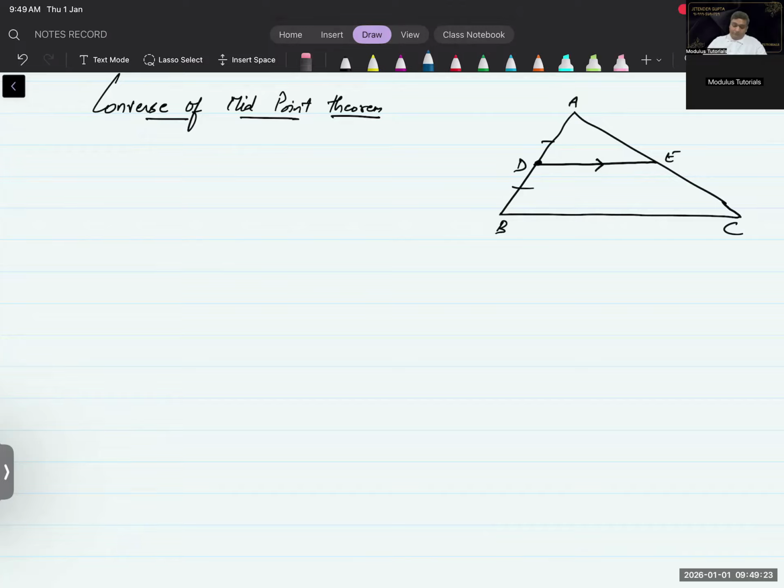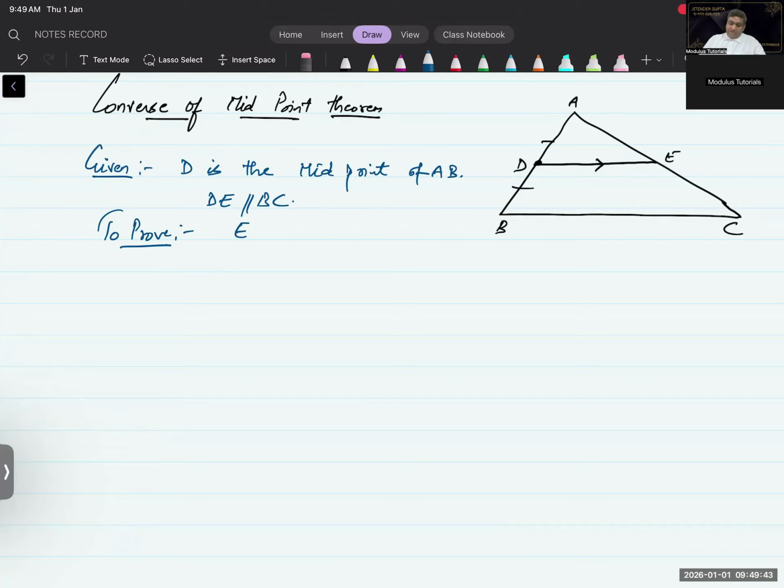So what is given? Given D is the midpoint of AB. It is also given DE is parallel to BC. Now what we have to establish? We have to establish E is also the midpoint. Got it? Simple. Now, if E is not the midpoint, proof: we'll consider F as the midpoint. Let F be the midpoint of AC.